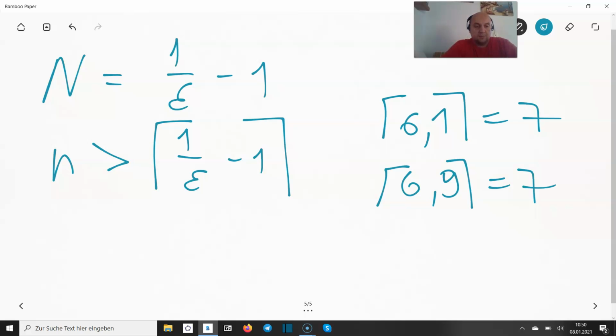Okay, so this is a kind of solving some examples, but also kind of introduction into limits.